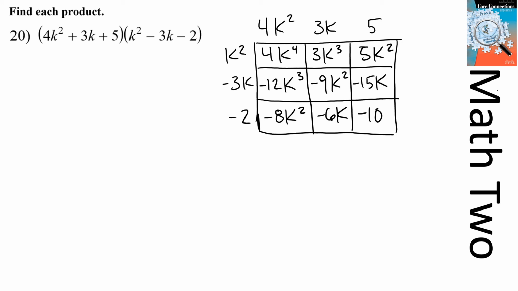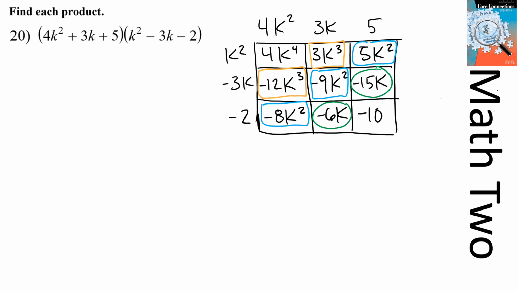Now, several of these are like terms. In fact, the way it turned out, there's kind of a pattern on these diagonals. Minus 6k and minus 15k are like terms. They can be combined. Also, 5k to the second and negative 9k to the second and negative 8k to the second are all like terms. They also can be combined. Also, we've got a 3k to the third and a minus 12k to the third. They can be combined.